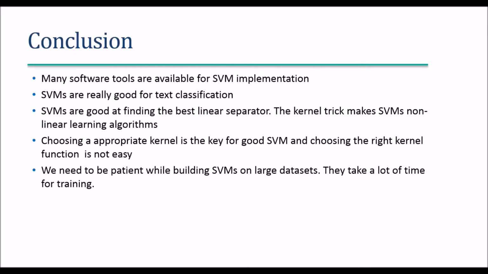The kernel trick is the one that makes SVM slightly more powerful. By default, SVMs are linearly separable models, linear separators. So choosing the appropriate kernel is the major trick in this whole process of SVM model building. And for large data sets, SVM, like any other machine learning algorithm, takes a lot of time.